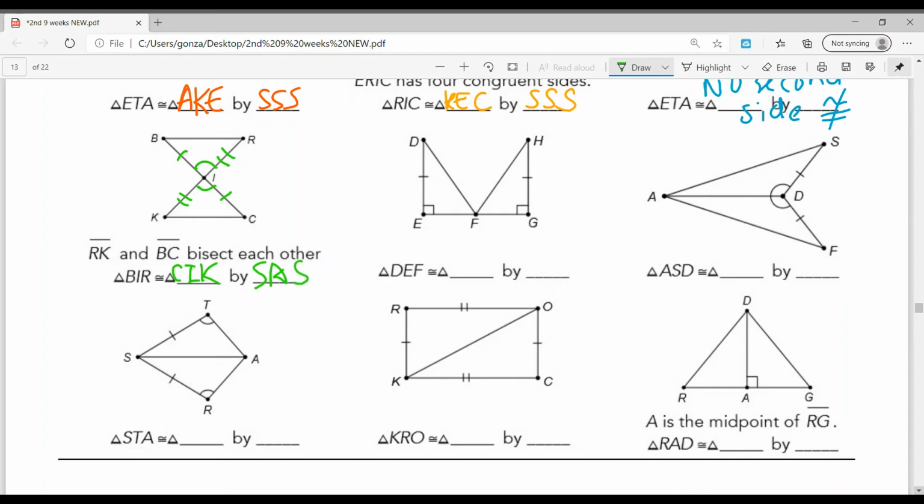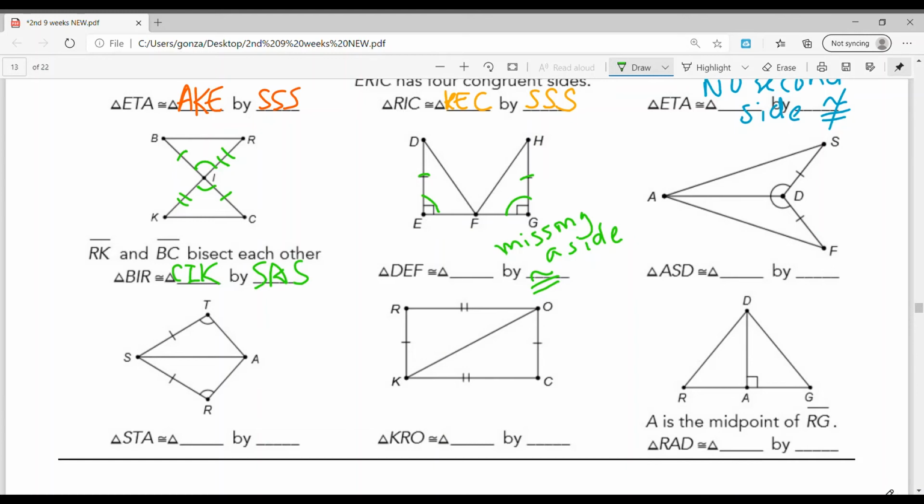Okay, next, remember we have to have an angle in common. So I have a leg that is congruent to a leg, and then I have an angle that's congruent, but I'm missing a side. So this is not congruent. I didn't even need to look at the triangle on that one.